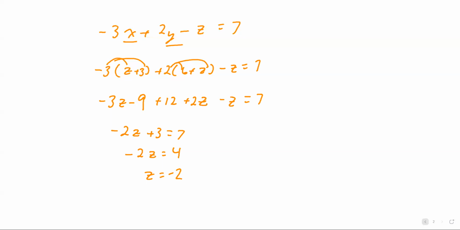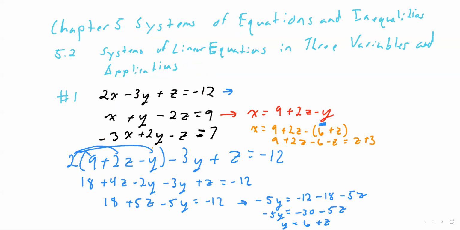Now that I know z is equal to negative 2, I can come back and find all my x's and y's. Because now that I know z is negative 2, what's negative 2 plus 3? 1. That's what x equals. Come back over here. What's 6 plus negative 2? 4. That's what y equals. So my final answer would just be 1, 4, negative 2.